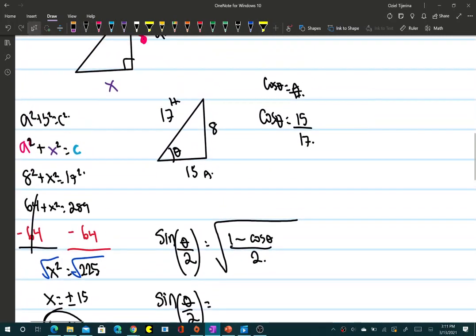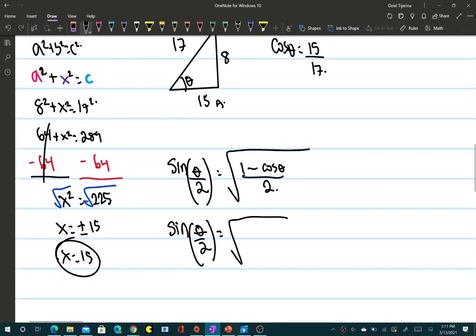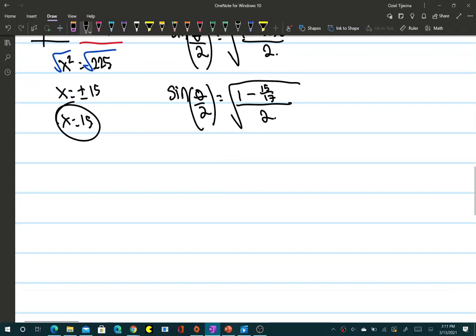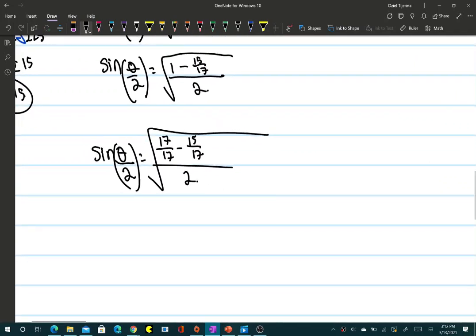So then we would say that this is equal to the square root of 1 minus, and we would go ahead and plug this in for cosine theta. So we would say 15 over 17 all divided by 2. So it'd be the square root of 1 minus 15 over 17 all divided by 2. And the 1, so we have sine of theta over 2 equals 17 over 17 minus 15 over 17 all divided by 2, and you take the square root of all of this.